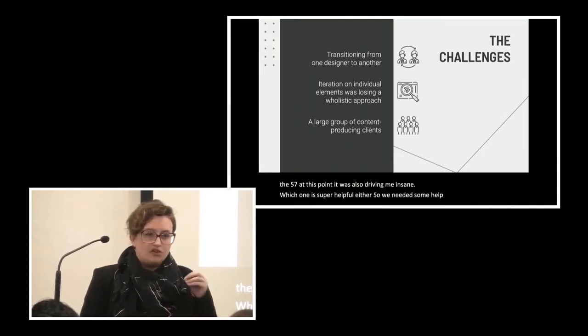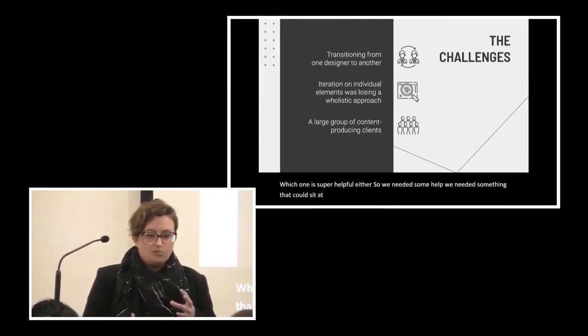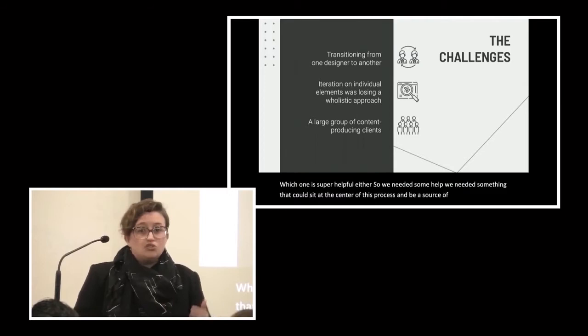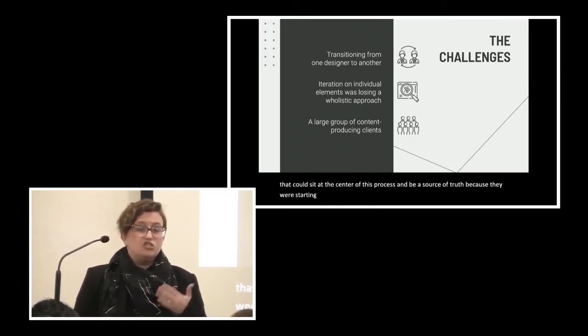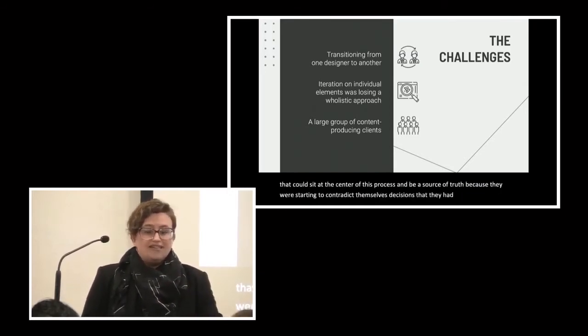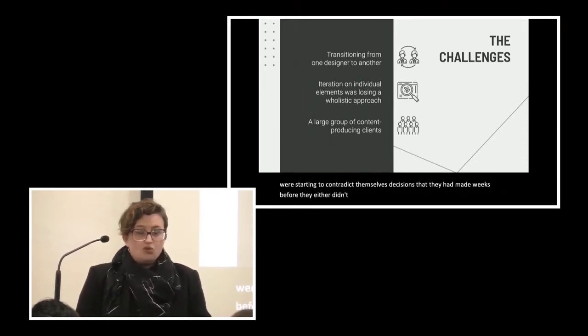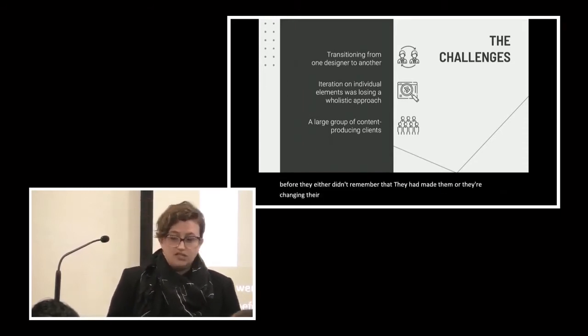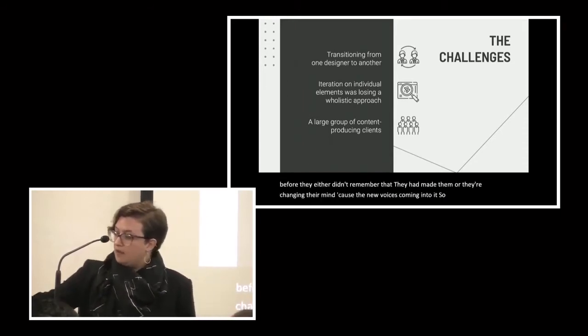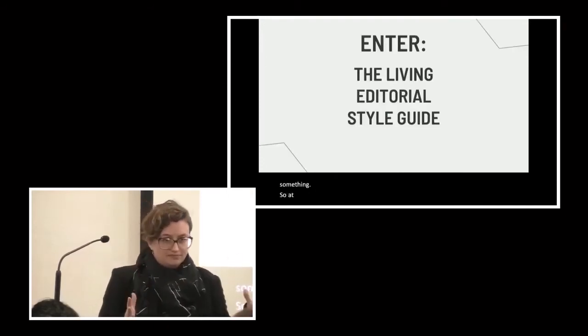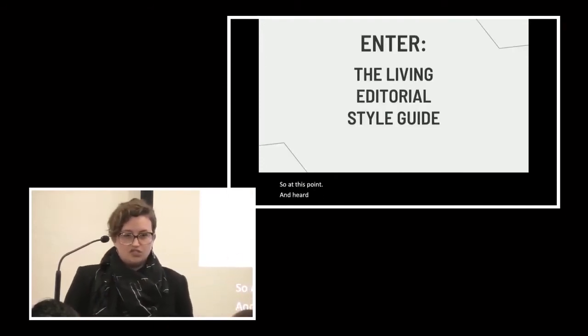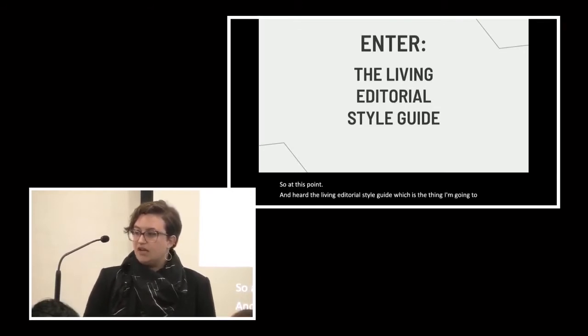We needed something that could sit at the center of this process and be a source of truth, because they were starting to contradict themselves. Decisions that they had made weeks before, they either didn't remember that they had made them or they're changing their mind because a new voice is coming into it. So we needed something. So at this point, enter the Living Editorial Style Guide, which is the thing I'm going to be talking about mostly today.